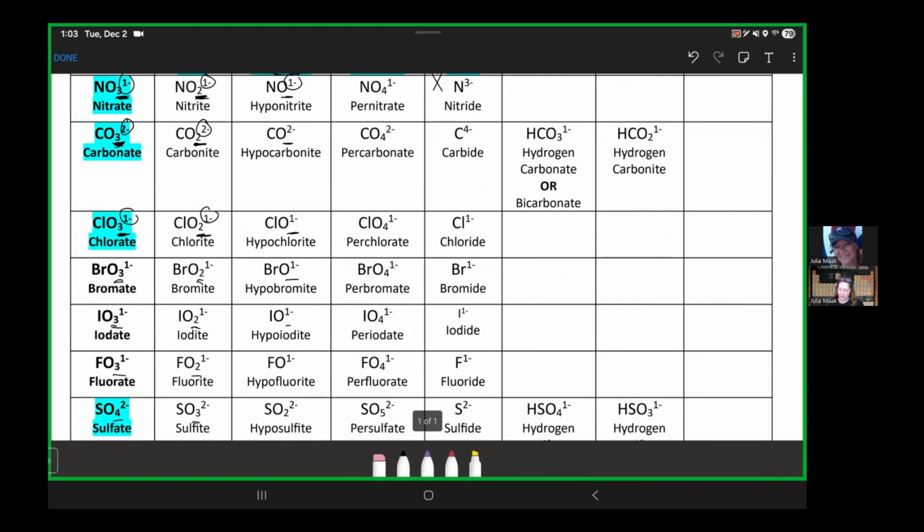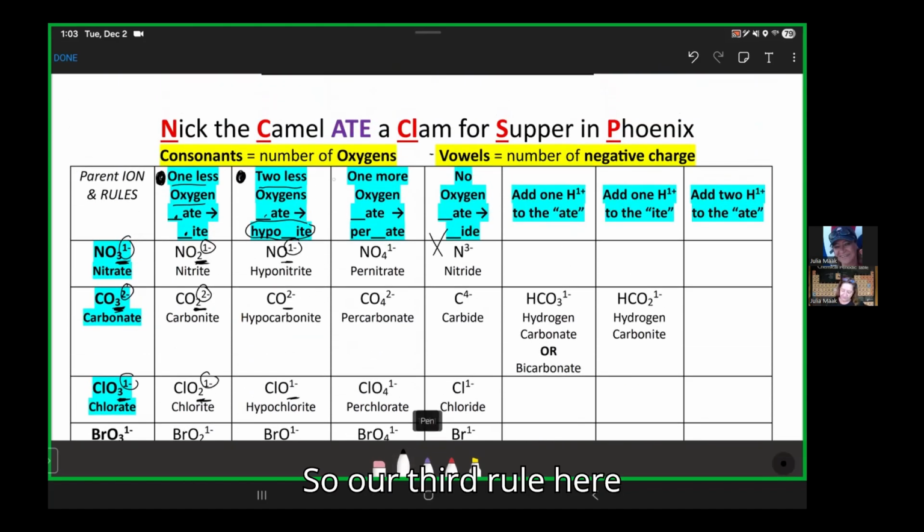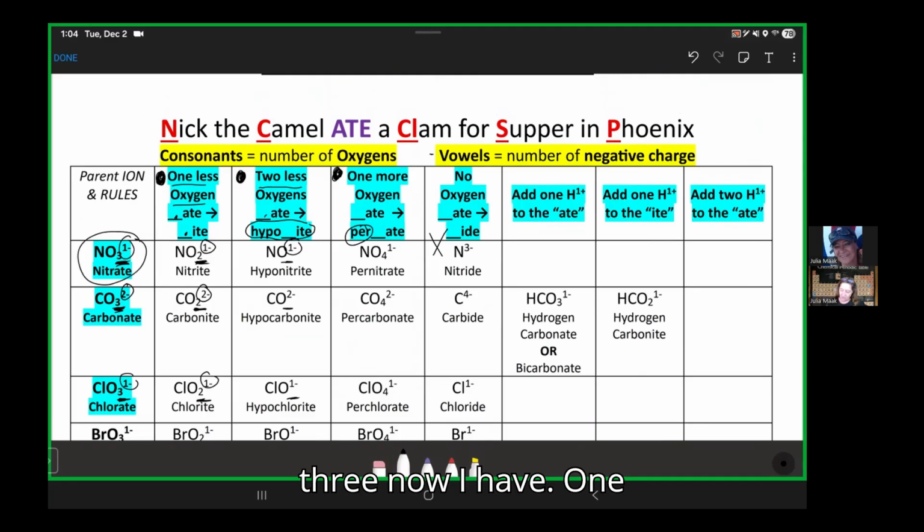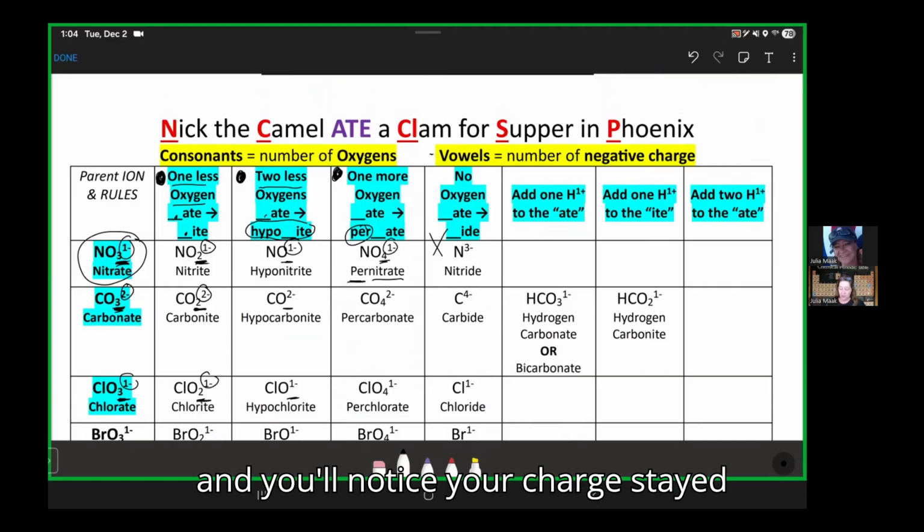Okay, so our third rule here is 1 more oxygen, you become a per-ate. Okay, because per means more in chemistry. So if you have 1 more oxygen, you're a per-ate. Okay, so nitrate had 3. Now I have one more. I'm still nitrate, but now I'm even more. I'm pernitrate. And you'll notice your charge stayed the same.